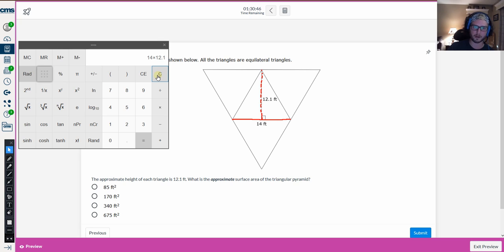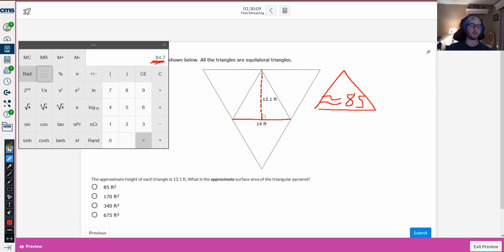14 times 12.1. Make sure you are very careful when you are using a calculator that you don't accidentally type something wrong or click something wrong, because getting a question wrong for something as silly as that, well, it's silly. So we multiply those together, and remember to divide by 2, and we get 84.7. That's really close to 85. Let's just go ahead and round that to 85. So we'll say the area of one of these triangles is 85.